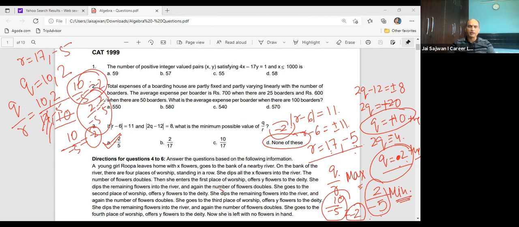Yes, absolutely right. So -2 is the lesser value, which means the answer will be none of these. Is it fine, everyone? Sorry, I thought it was -10. It is +10, okay. Is it clear now? Any question, any query here?